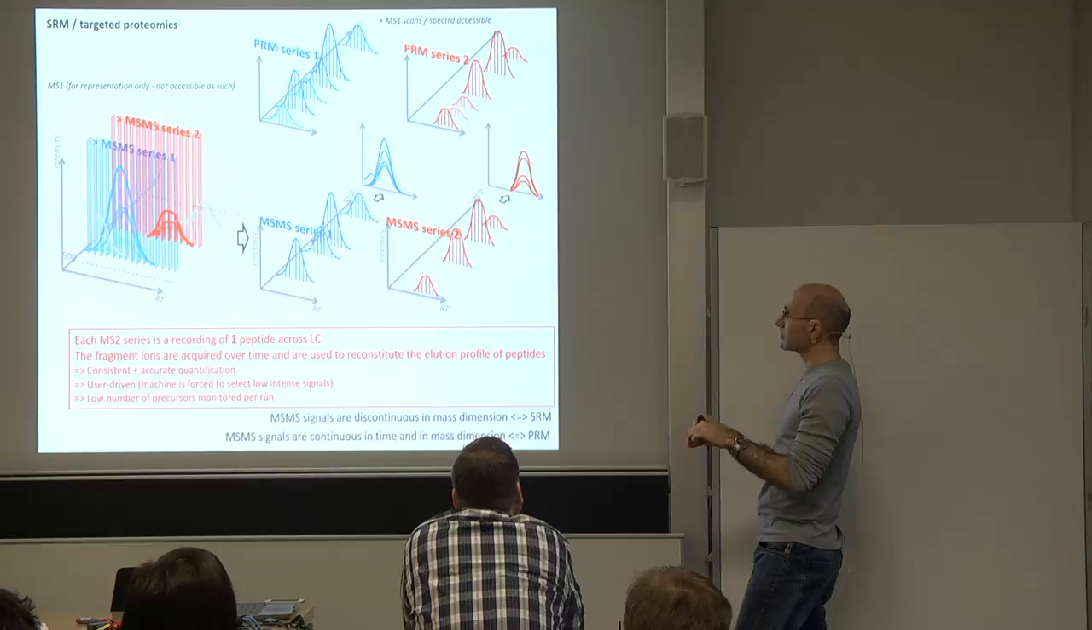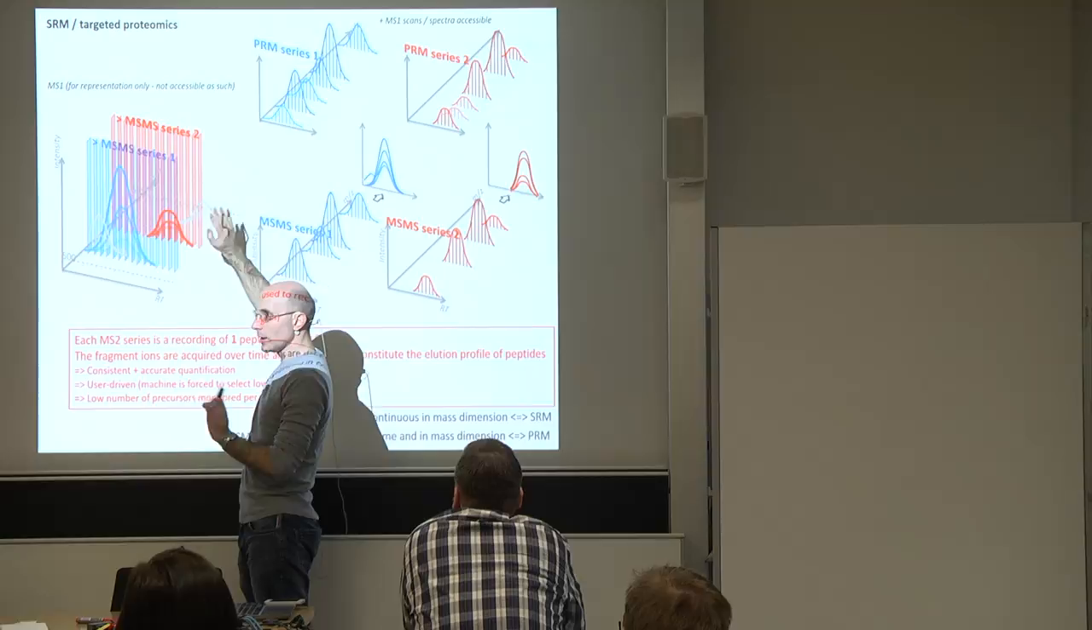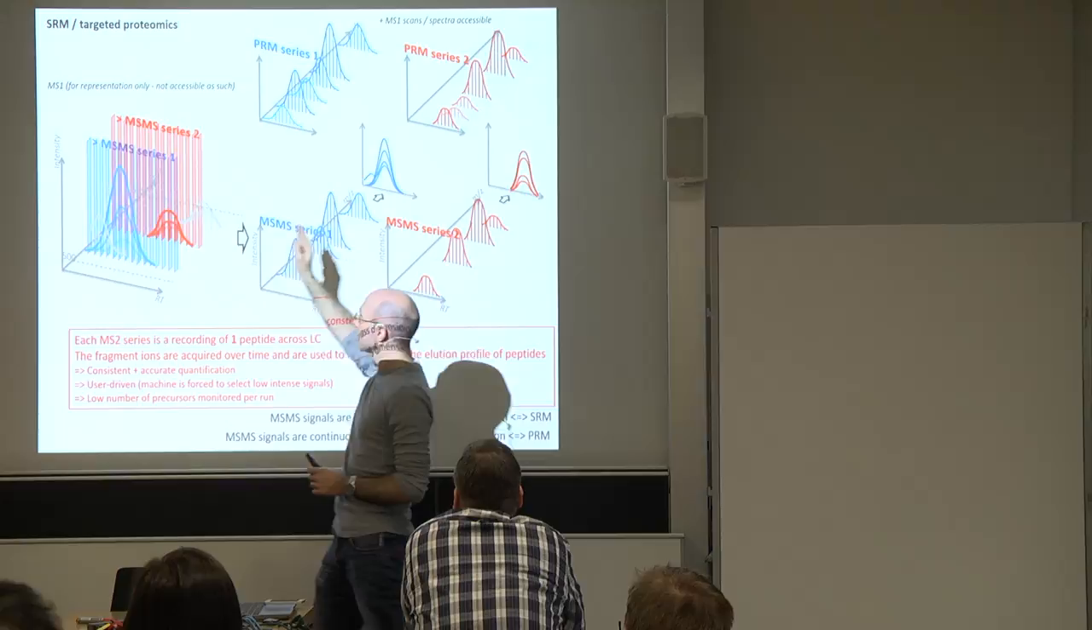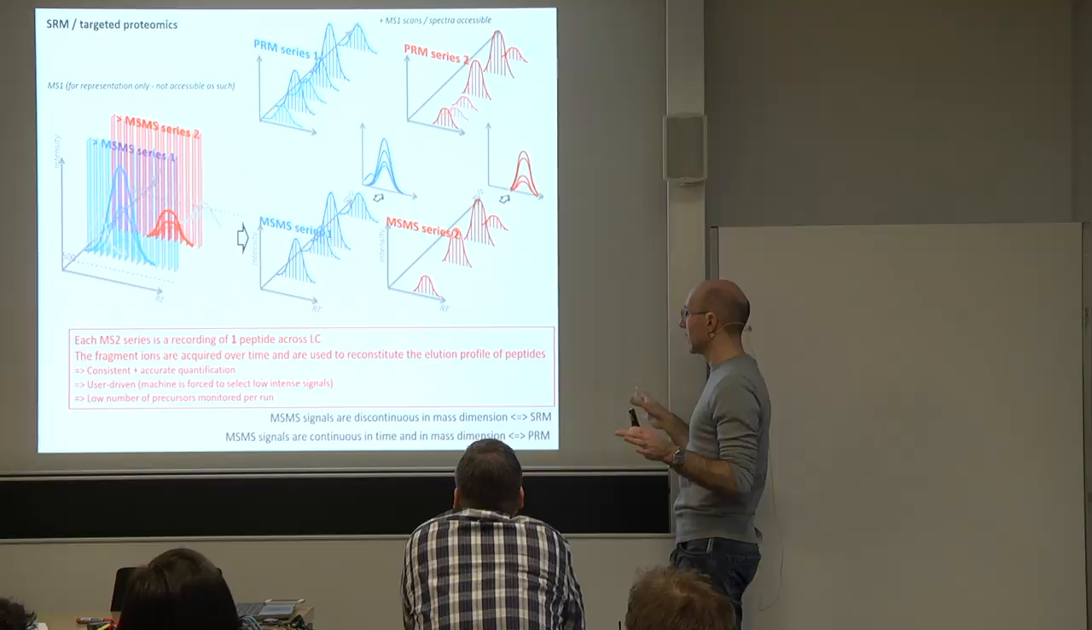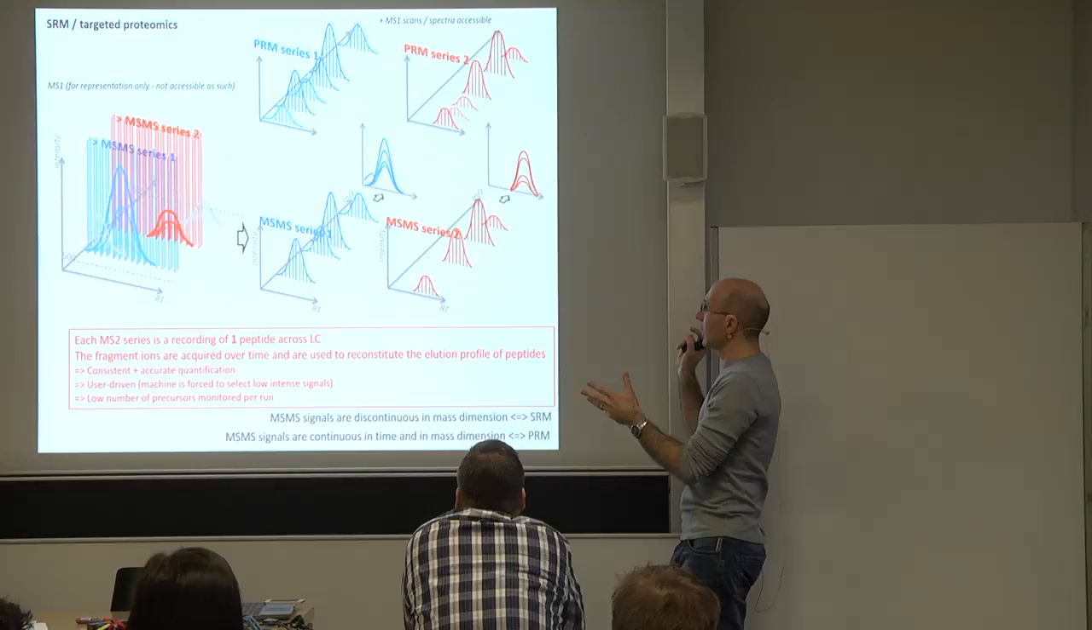So again, PRM will only focus on blue and red. The gray ones you will miss, okay? You will record everything you want in the MS2 dimension, but only for blue and red. So the rest of the method will be blind to what else is in your sample, okay? That's the big difference. So PRM is, in a sense, more data-rich than SRM because you actually record full MSMS spectra. But in terms of precursors, it has the same limitations. You also cannot cover more than 100 precursors per injection, okay?